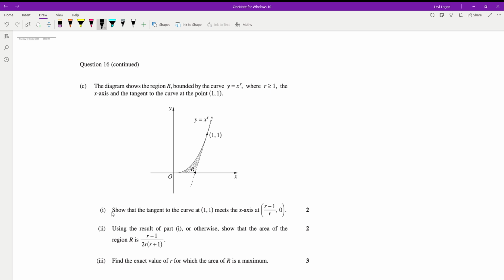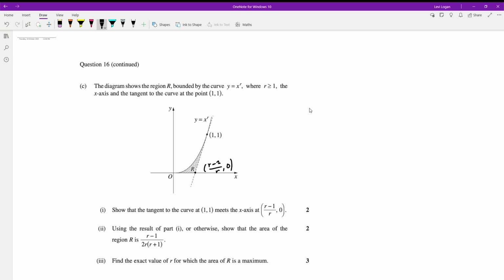Part (a): show that the tangent to the curve at (1, 1) meets the x-axis at ((r minus 1) over r, 0). So pretty much we're showing that this coordinate here is this. So how would we show that? Well, we've got to find the equation of the tangent line and then solve that for its x-intercept. At this point here, we can see it's an instantaneous point, hence a tangent line.